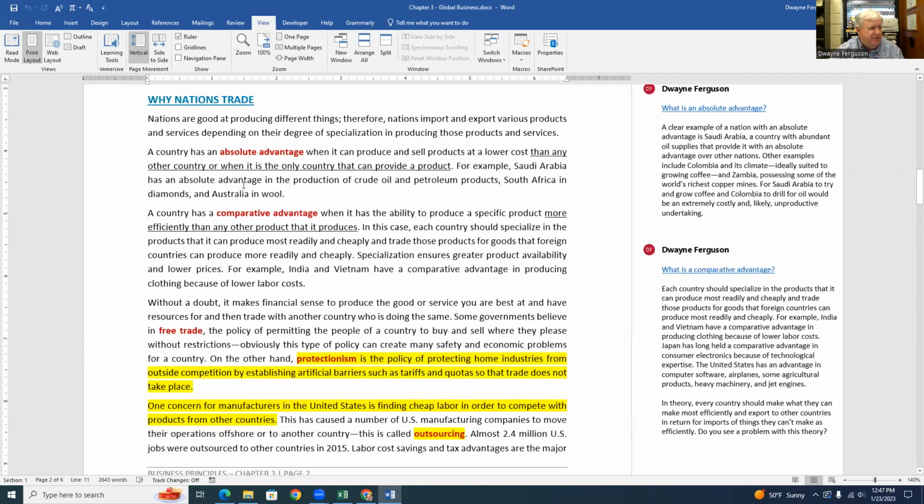Okay, this little section deals with absolute advantage versus comparative advantage. Definitely need to get the definition down. So this one says, in an absolute advantage, you can produce and sell products at a lower cost than any other country. Make sure you highlight this, any other country. So if you can make a product better than any other country, well, you ought to be the one that makes it, and then you ought to be able to trade it with other countries.